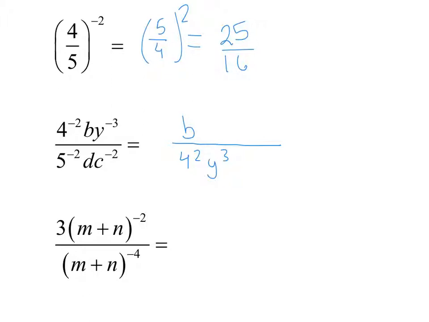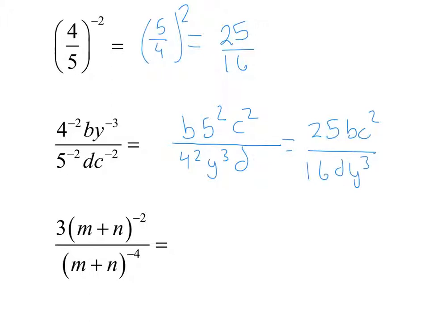Now I go to the bottom. The 5 is negative, move it up. The d is positive, keep it there. The c is negative, move it up. So I get 25bc squared over 16dy to the third, because you should always try to do alphabetical. Is there any like terms I can combine? No.